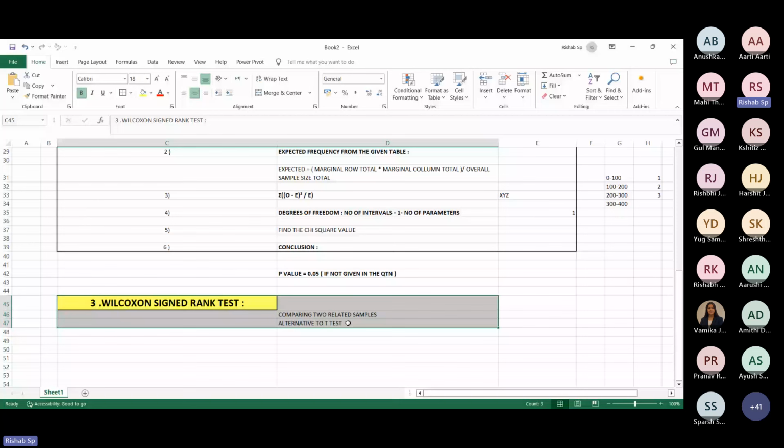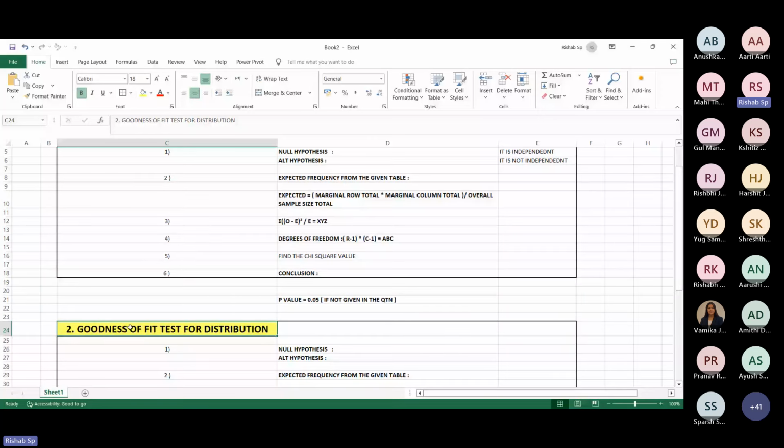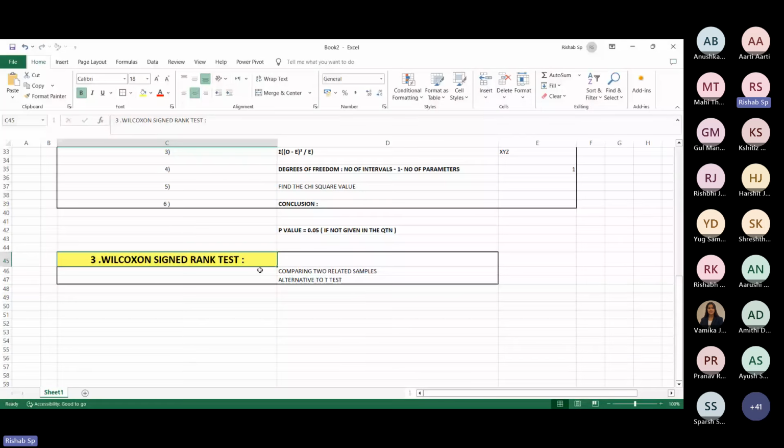These are the main 3 parts of non-parametric tests. Chi-square test for independence, to find whether the data is independent or not. Goodness of fit for distribution, to verify whether the data is distributed according to what is mentioned in the question. Thirdly, the Wilcoxon signed rank test, comparing 2 related samples. It is an alternative to the t-test, which we studied in term 1.